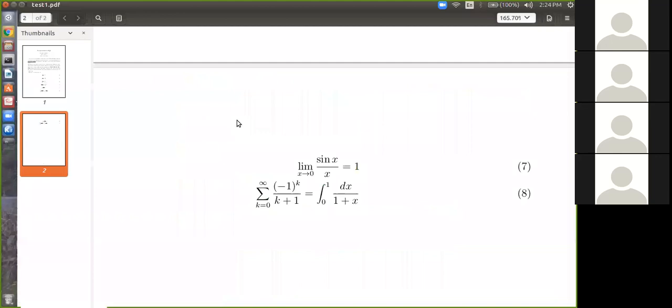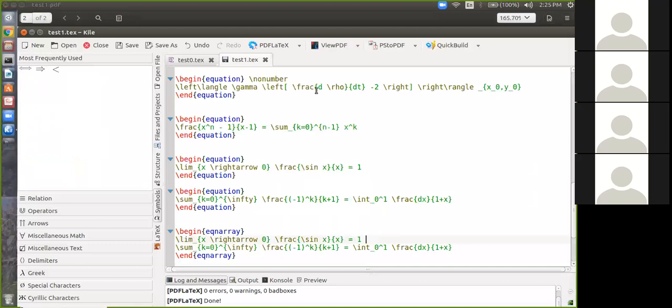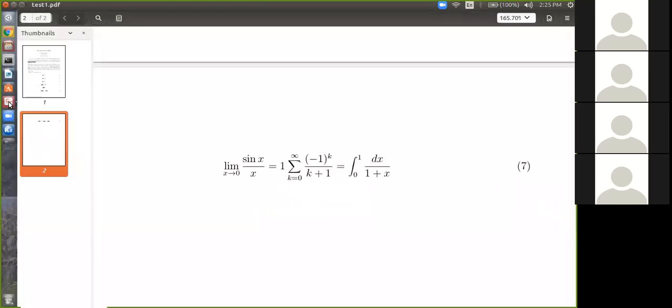So what happens if there is no line break? Let me check. I mean, no line break, that is a single enter. It will take it as a single equation. I mean, it is not what we want.